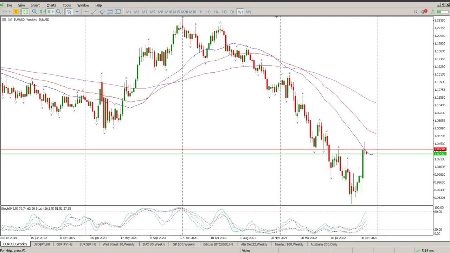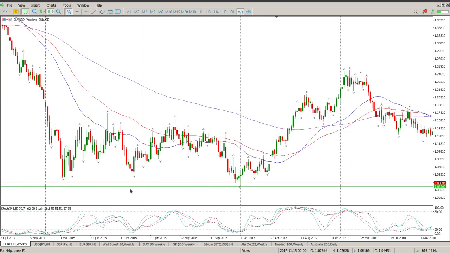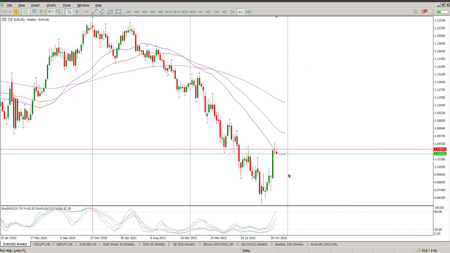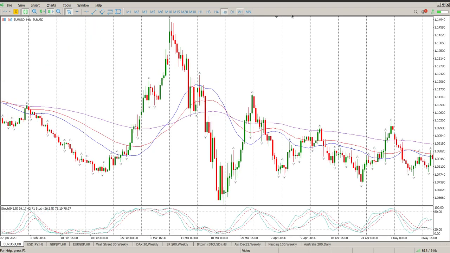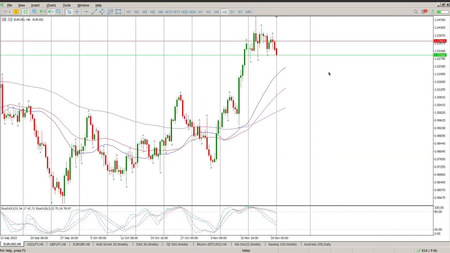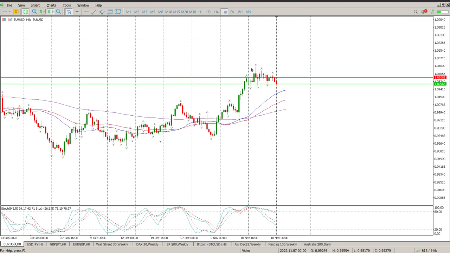Starting off with Euro USD as usual, I just want to start on the weekly, highlighting this pin bar here off structure. You can see there's my inside tails. If I swing to the left, you can see there's been quite a significant amount of price action around this area. So this is looking like a rejection of this area, and that is at 103,681.